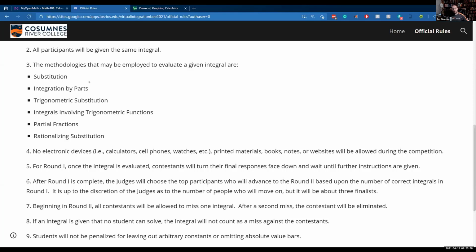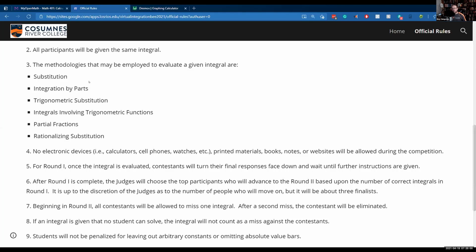So it's not necessarily that if you got one wrong that you're out. We start kind of going through it, and we start with the idea of a double elimination. But if it ends up that it's just getting way too long, we basically take those who have the most right after a certain amount of integrals, and they form the contestants for round two.